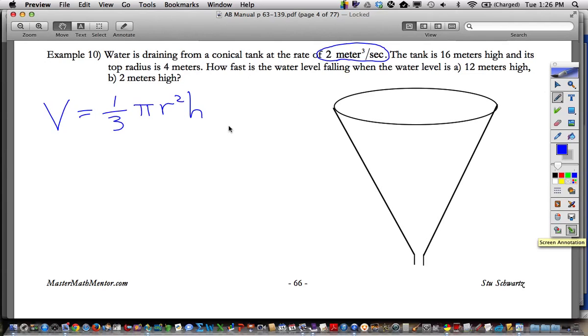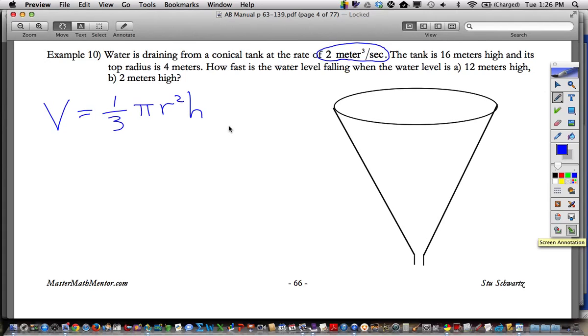Now, there is a difficulty here. This number then is V prime. Okay, this would be V prime. So we're going to be doing a derivative of this. However, as water fills, or as water drains from this cone, the water level is going to drop. So the radius is going to be changing, and the height of the water is going to be changing. Right? So these are both changing, so we can't plug any numbers into them yet.